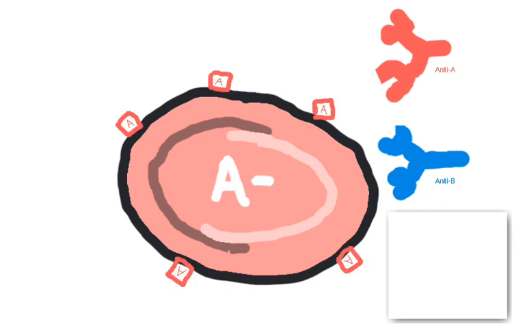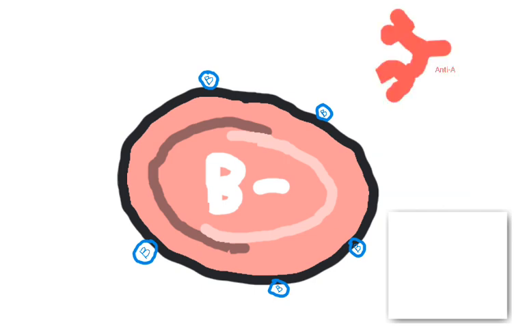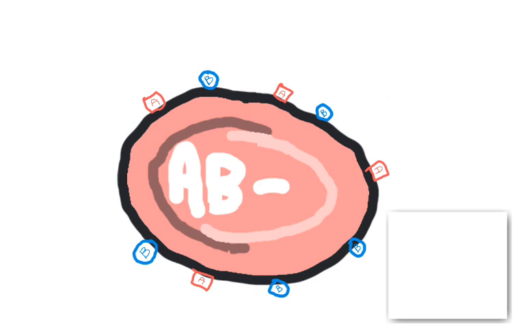Somebody with type A blood would have the A antigen on the surface of their red blood cells. They would not have anti-A antibodies. Similarly, somebody with type B blood would have the B antigen, and they would not have the anti-B antibodies. And somebody with AB blood would have both the A and the B antigen, and they would have neither the anti-A nor the anti-B antibodies.